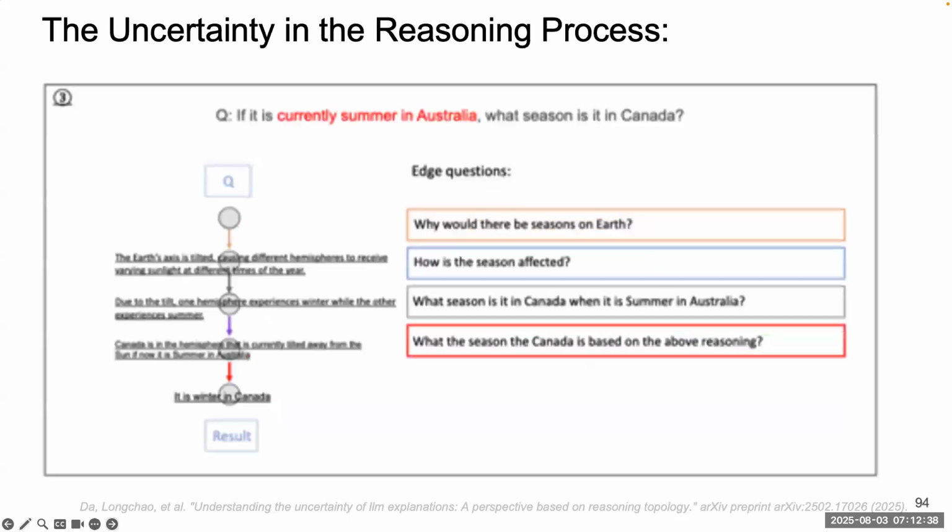And then another reasoning path could be a little bit blurry, but I'll just read it. The question would be like, why are there seasons on Earth, and how are the seasons affected, and what season is it in Canada if it's summer in Australia, and then what is the season in Canada based on the above reasoning? So they just ask straightforwardly. Right? So you can see that with the same question, even though they have the same final answer, there is variability in the reasoning path.